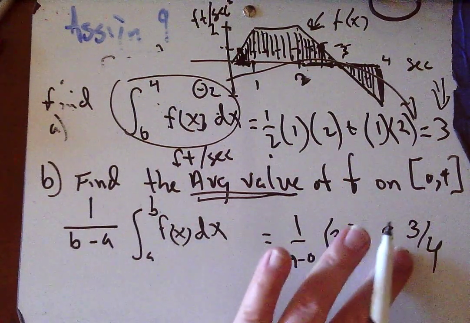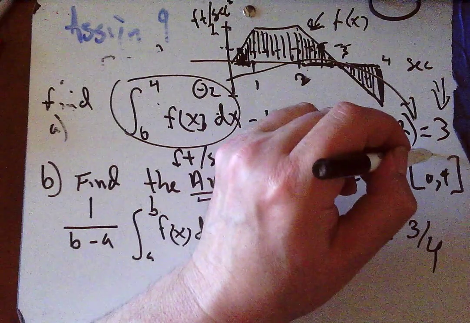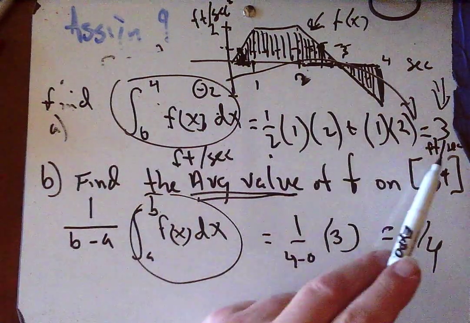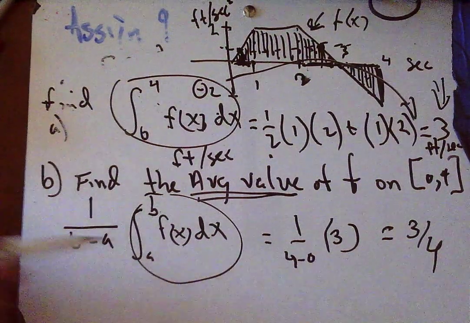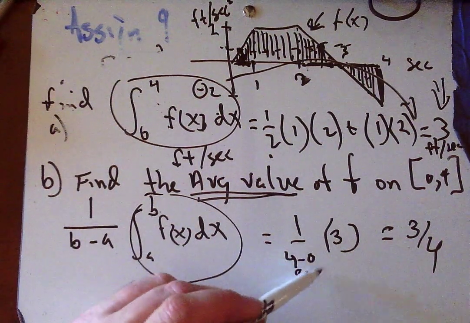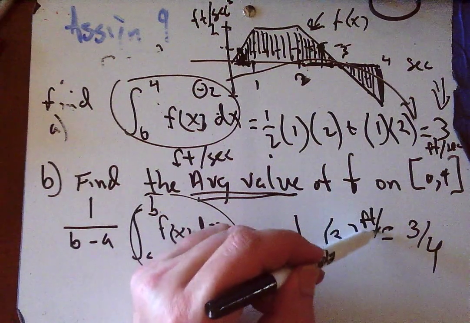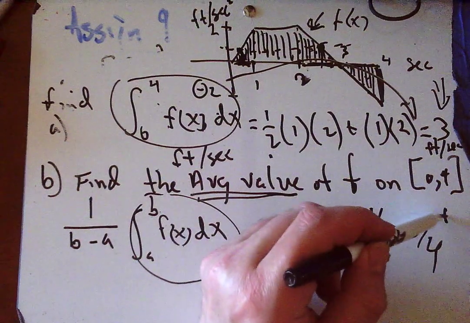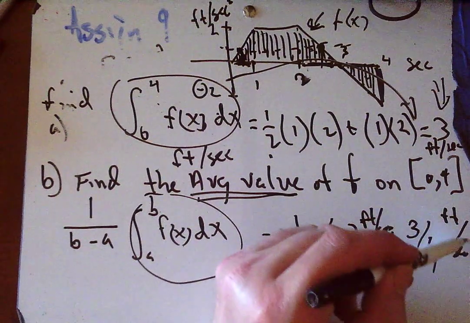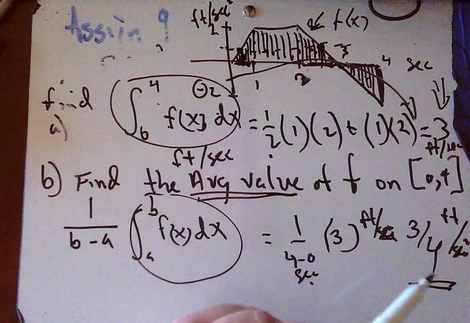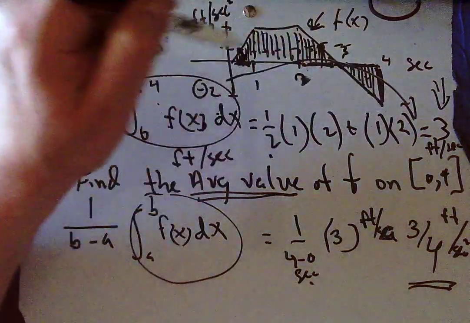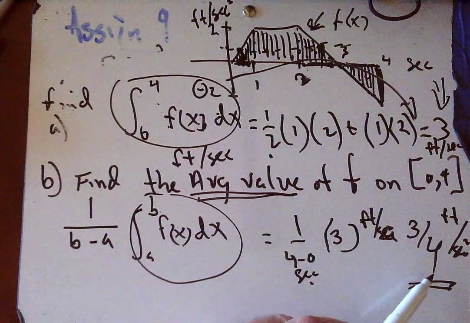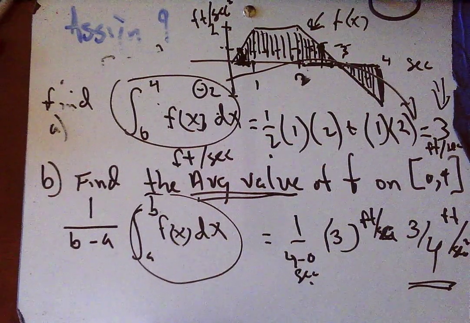So what about this number? What are its units? Well, these we just figured out were feet per second. And these things down here, these are seconds. So feet per second per second. Feet per second squared. So what this found for us, the average value of this function, since this function is acceleration, you found the average acceleration on that interval. Okay?